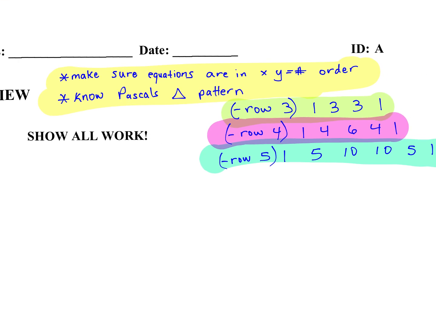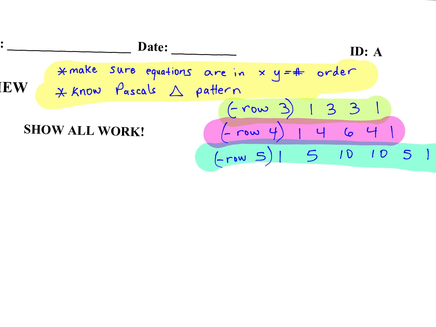And for Pascal's, you need to know if a binomial is raised to the third power, the fourth power, or the fifth power. Those are the rows you need to know. Okay, so you need to know the 1, 3, 3, 1; 1, 4, 6, 4, 1; and 1, 5, 10, 10, 5, 1. Right, everybody got that? We're going to go over examples of each of these kinds.